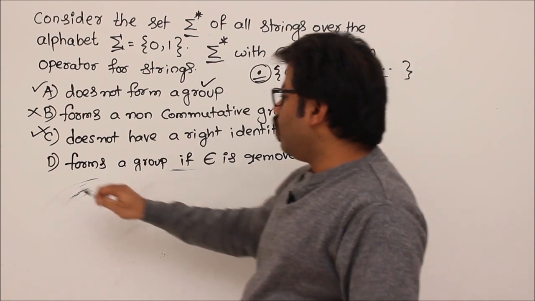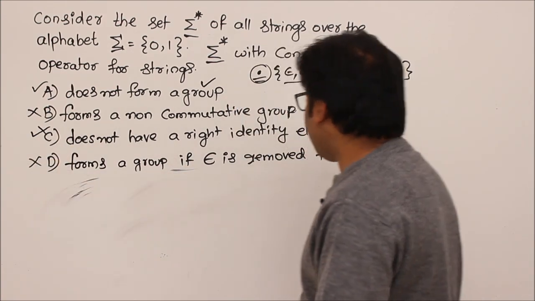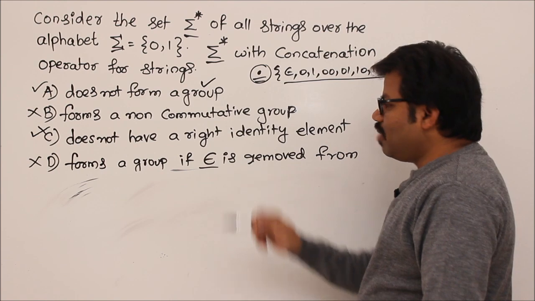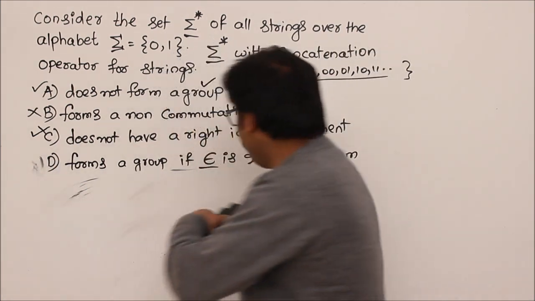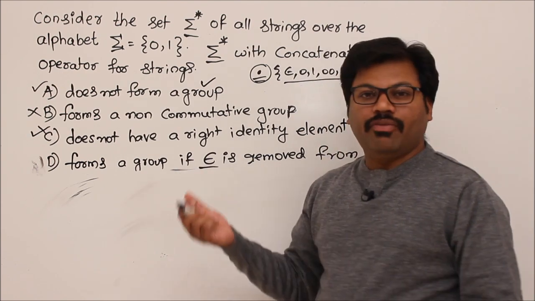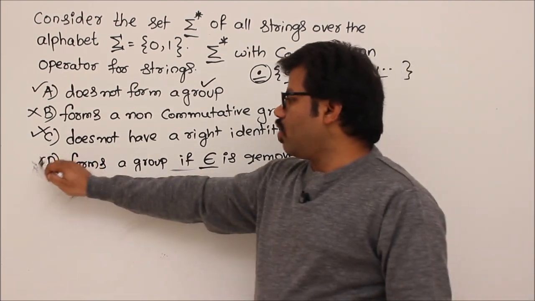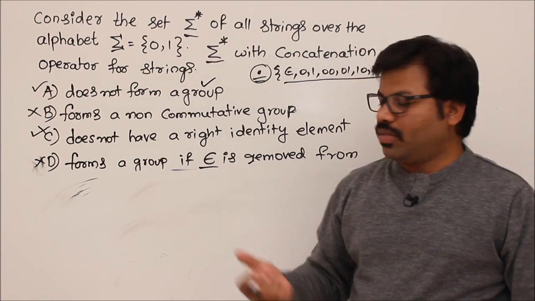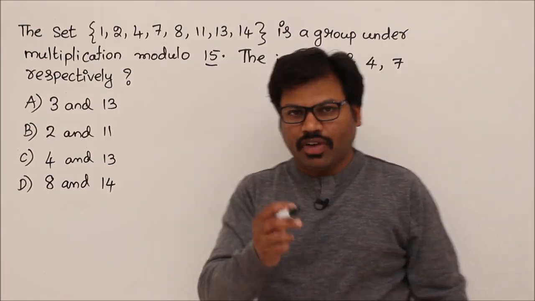Forms a group. No, it won't form a group. Correct? Sorry, if epsilon is removed from the group. Okay. If I remove epsilon from the group, then it will not even have an identity element. Then how can it become a group? So this is also wrong. So that's why if you know the concept, we can solve the questions very easily. Now we'll see one more question.